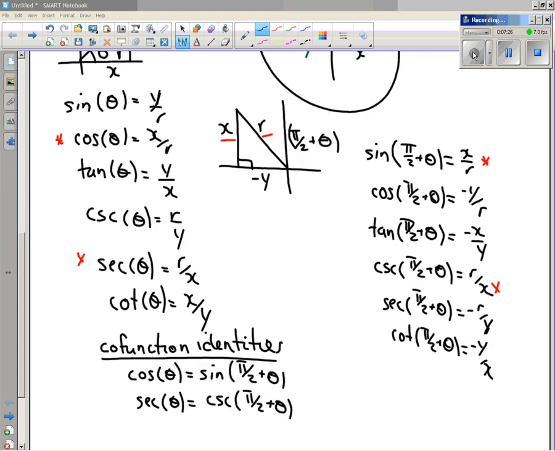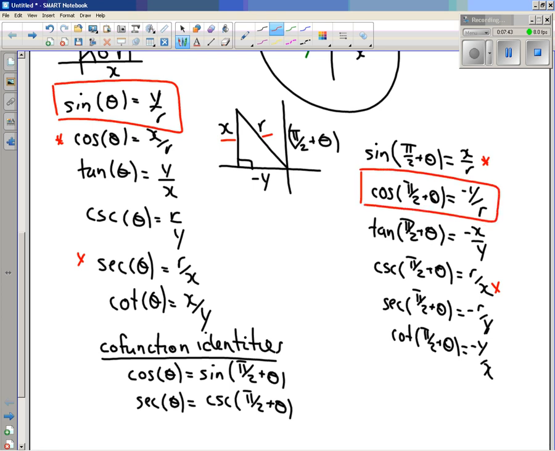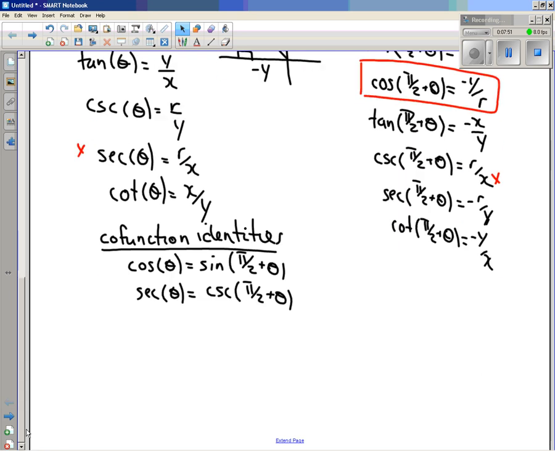So from here, the rest of them match up pretty well, but they're off by a negative. If we look at, say, sine theta, we get y over r. And if we look at cos of pi by 2 plus theta, we get negative y over r. Okay, so what we can say for that is that sine theta equals negative cosine of pi by 2 plus theta.